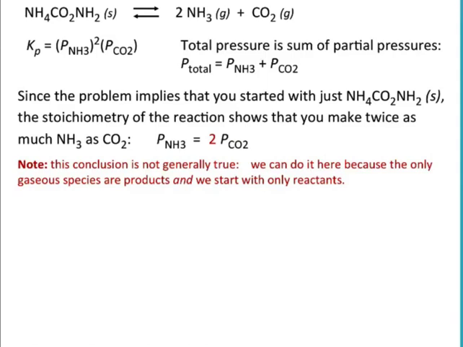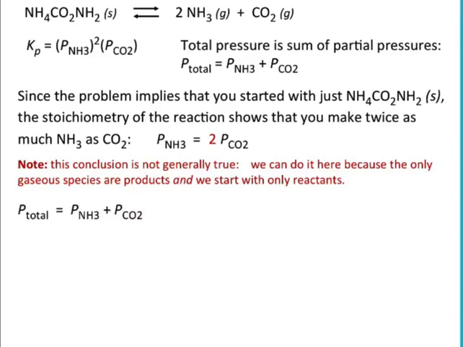Now, the little red text is a warning that this conclusion's not generally true. You can't do this kind of game normally. But we do it here because the only gaseous species are products, and those are the only things in the equilibrium constant, because it's Kp, and we just have a solid there, which doesn't go in the equilibrium constant expression. And we start with only reactants, and we know the balanced equation, so we can figure out the relative amounts of each of the products. And so that's the trick we use.